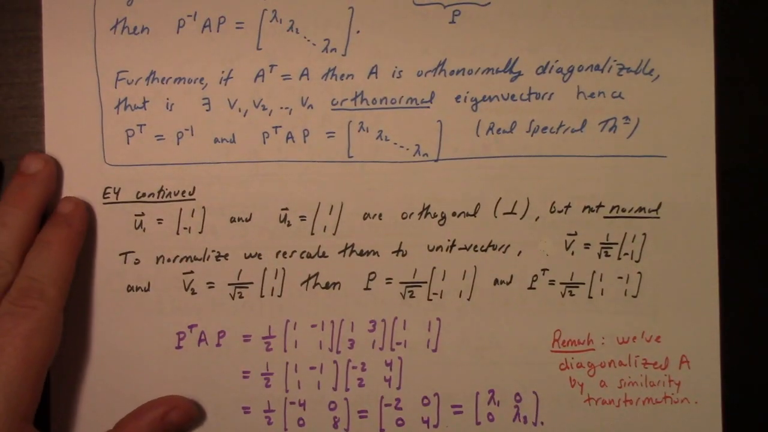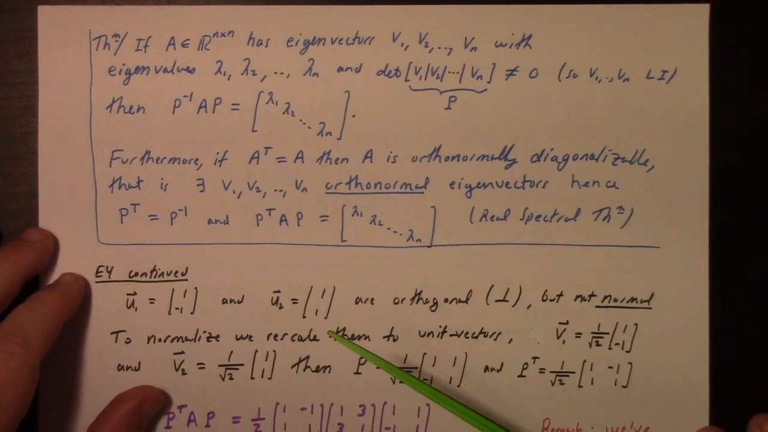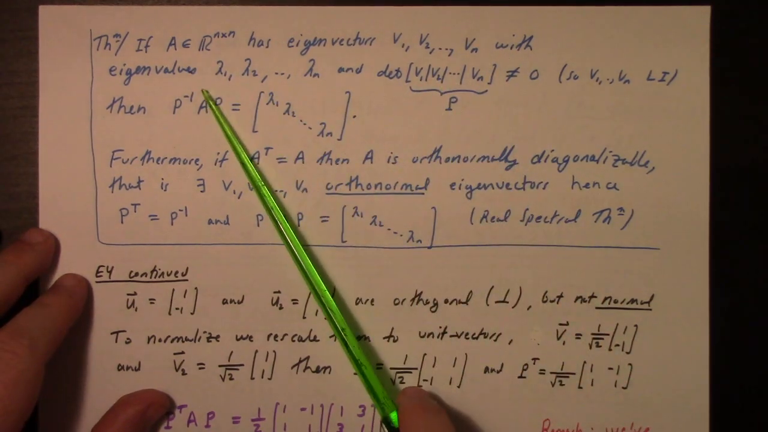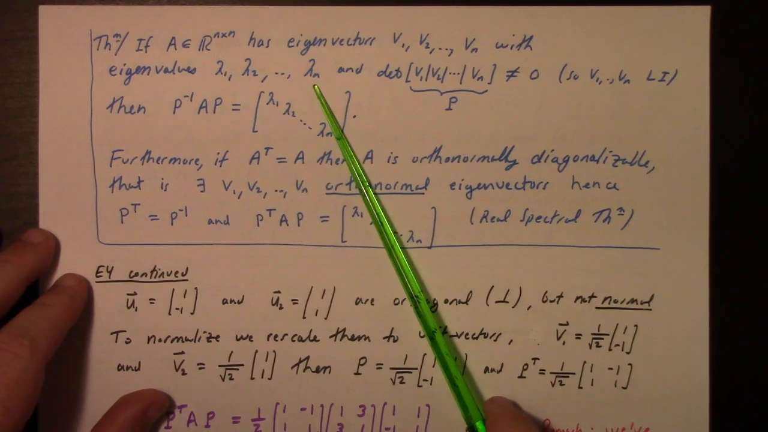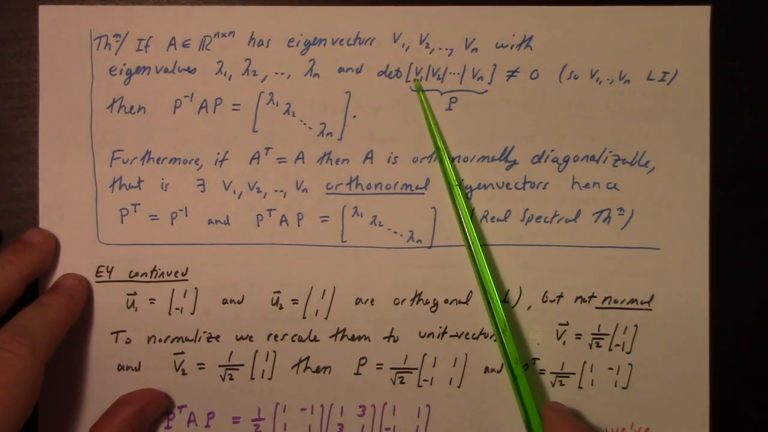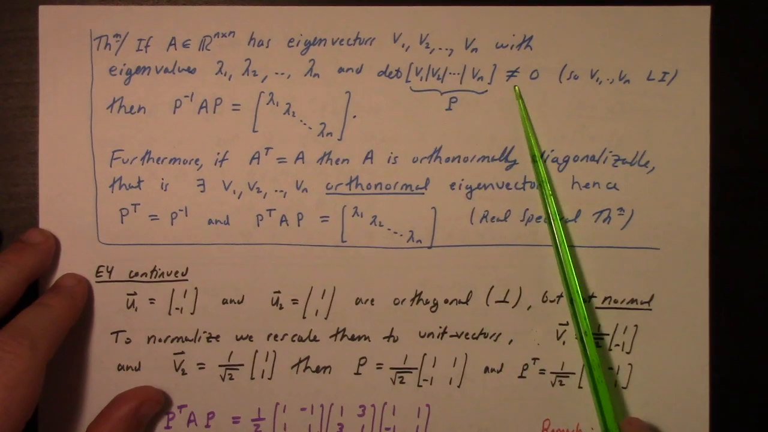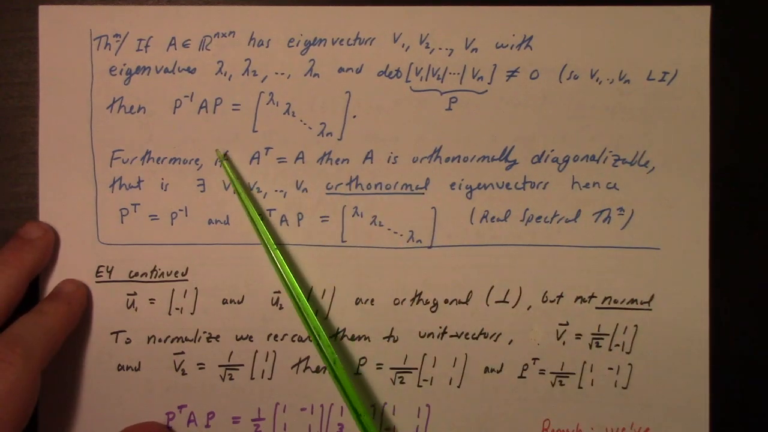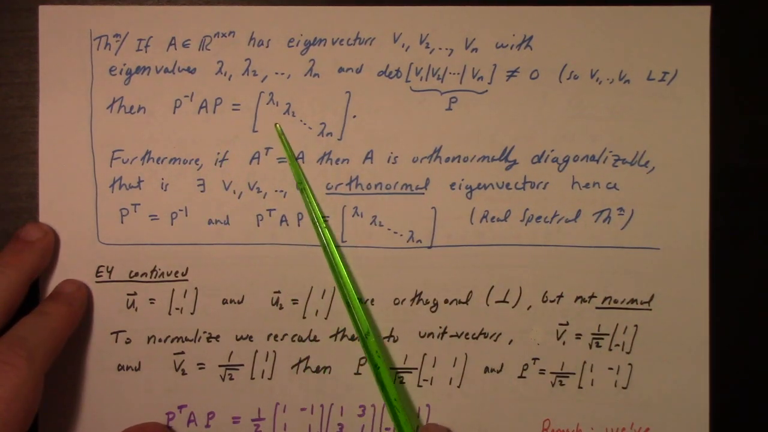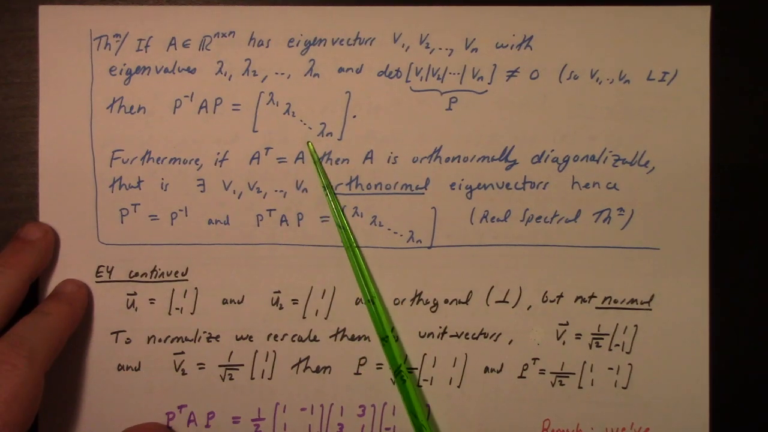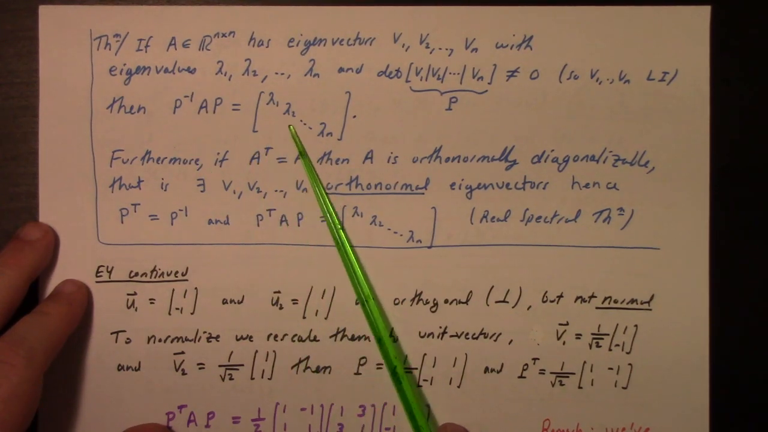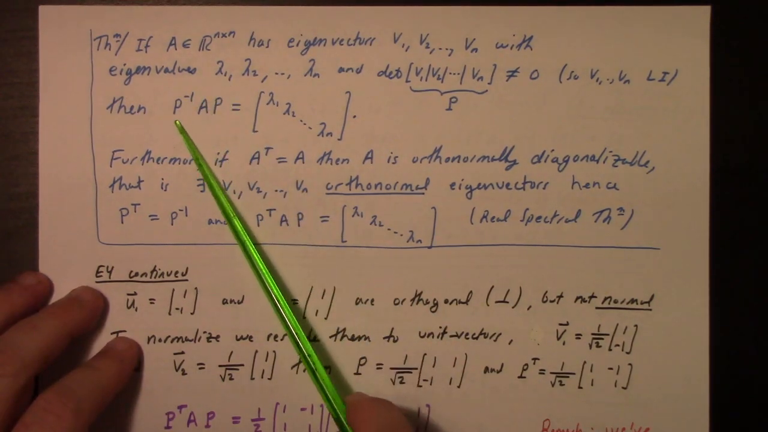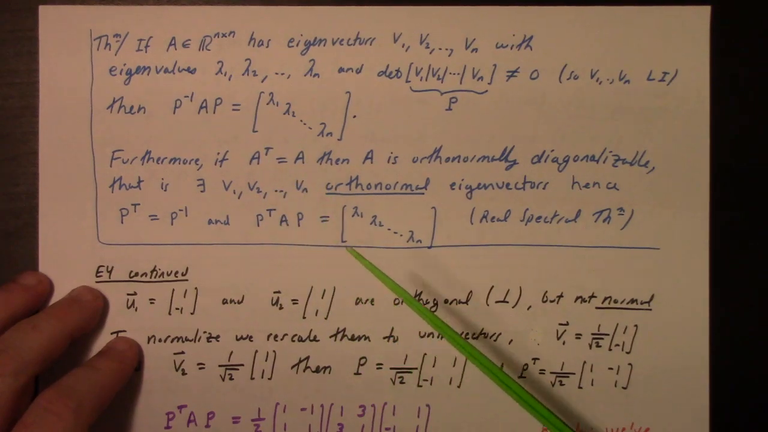So theorem. If we have a matrix that has n eigenvectors with eigenvalues lambda 1 through lambda n respectively, and it just so happens that if we put all those vectors into a matrix, the determinant's non-zero, of course, that means that they're linearly independent vectors. Then in that context, P inverse AP is a diagonal matrix with the eigenvalues down the diagonal. And this is the program of diagonalization. We do a similarity transformation. This is a similarity transformation of a matrix, and we get a diagonal matrix.